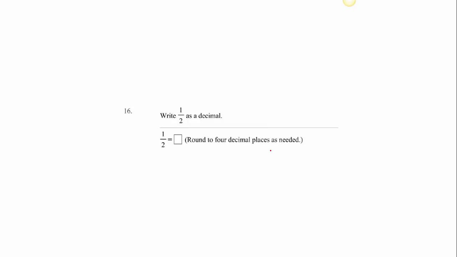Write 1/2 as a decimal. 1/2 is 0.5. We can do the division also. Since 1 is smaller than 2, move the decimal up here, add a 0. Right? 10 divided by 2 is 5. 5 times 2, 10, 0. So this is 0.5. Round to 4 decimal places as needed. We don't need to do that. It's just 0.5.